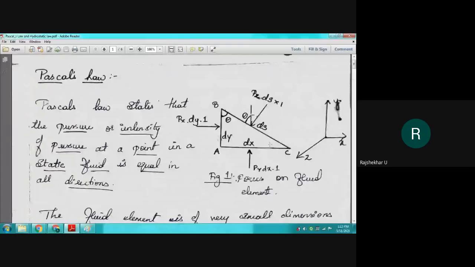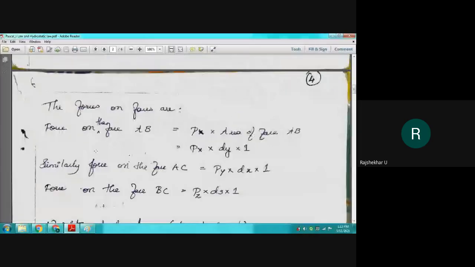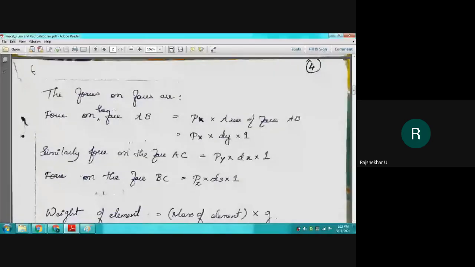So the forces acting on the element are, first, pressure forces normal to the surface, and second, the weight of the element in the vertical direction. So these two are the forces. Usually the weight of the element acts vertically downwards. We know that pressure forces act normal to the element. That element is fluid, so on the fluid the forces act normally or perpendicularly. So the forces are on the faces AB, then AC, then BC.